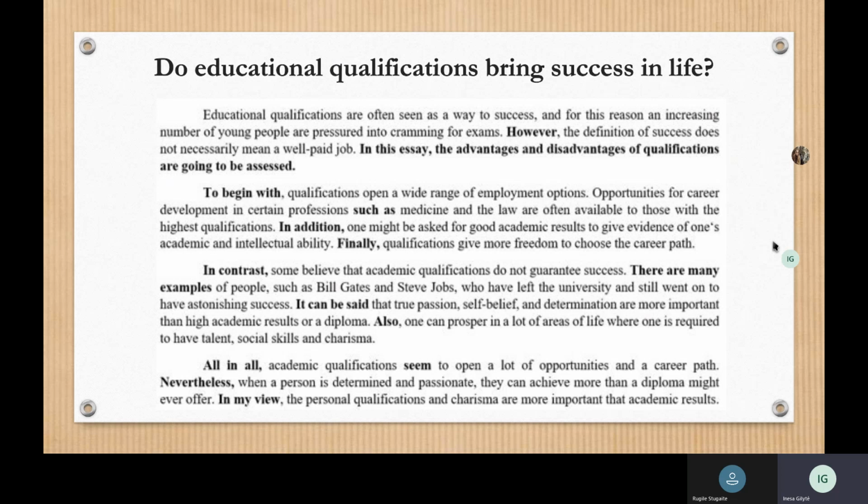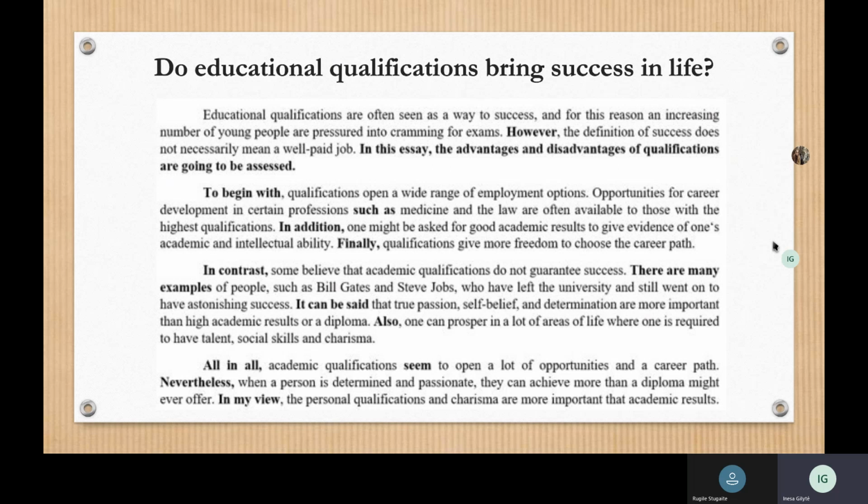Then we move on to the conclusion, and you state really generalized sentences in this place. You repeat what has been already said. So in the first sentence, we see that it is written, all in all, academic qualifications seem to open a lot of opportunities and a career path. By indicating seem, you show that there are a lot of other views that prevail. Then you indicate nevertheless, however, and so on.